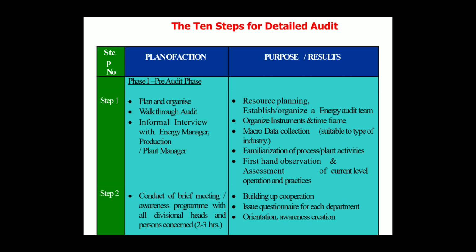Step 1, plan and organize. Result, resource planning. Establish or organize an energy audit team. The second in the plan of action is a walkthrough audit. The third point is an informal interview with an energy manager, production or plant manager. Then the result of this action, step 1, is resource planning, establish or organize an energy audit team, organize instruments and time frame, micro data collection, familiarization of process or plant activities, first-hand observation and assessment of current level of operation and practice.